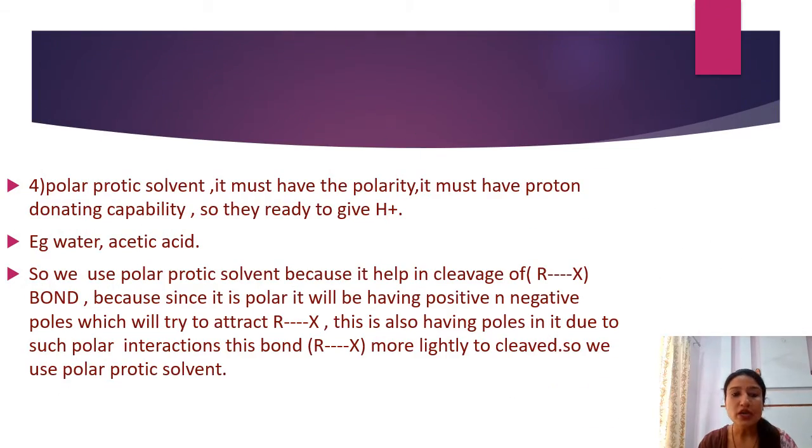Now, polar protic solvent. The fourth point is polar protic solvents. It must have polarity. Polarity means positive and negative, both charges are there. It must have proton donating capability, so they are ready to give H positive ions, hydronium ions. For example, water and acetic acid. So we use polar protic solvents because they help in cleavage of the alkyl halide bond.